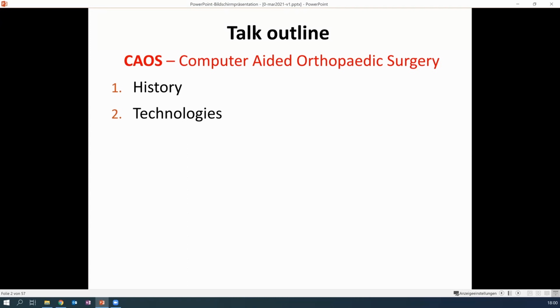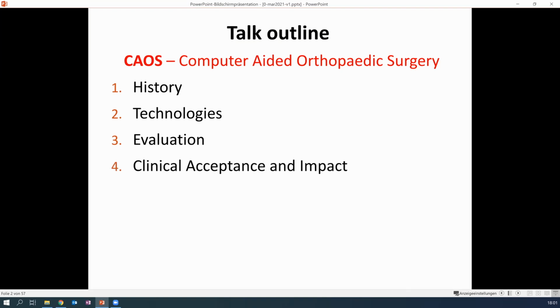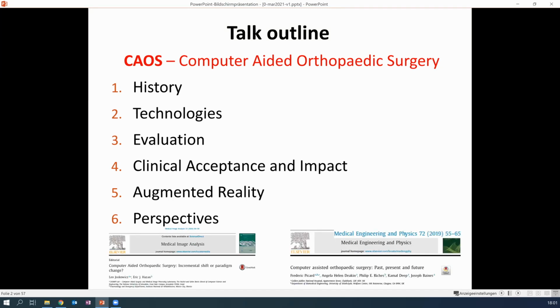We've already seen some of the technologies. I'll pick on some specific examples, but this is where I'm going to put most of the emphasis in my talk. It's about the evaluation and the clinical acceptance and impact. We heard already some very interesting comments by Professor Parat. I will complement them and maybe even disagree with some of them. And then, of course, I'll say a couple of words about augmented reality. The previous speakers had done already a great job. So I'm just going to focus on some of the aspects and give you some perspectives.